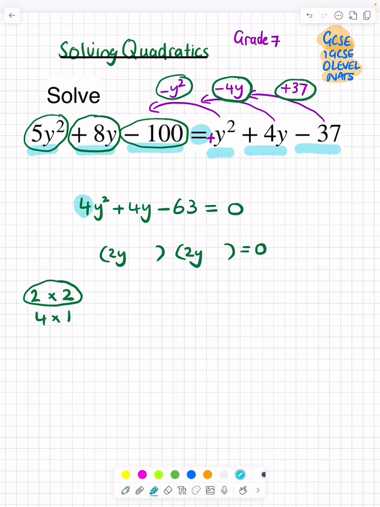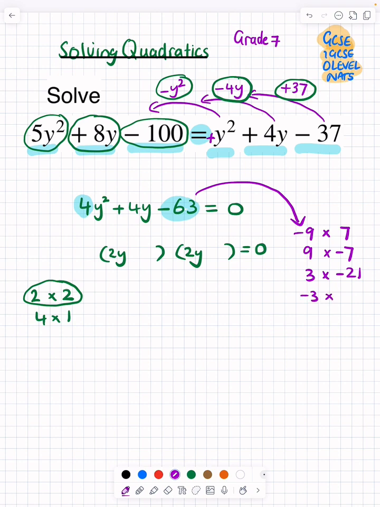Then we have minus 63. Now we have lots of options here. What two factors of minus 63 can we have? We could have negative 9 times a positive 7. We could have 9 times minus 7. We could have 3 times negative 21, or minus 3 times 21. We have 1 times negative 63, and minus 1 times 63. So we've got quite a few options to choose from.